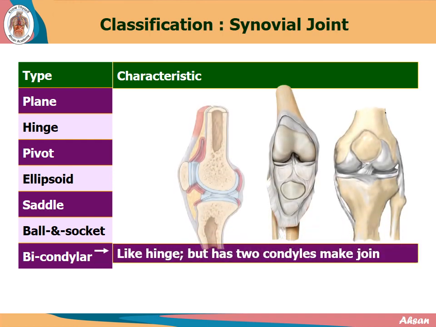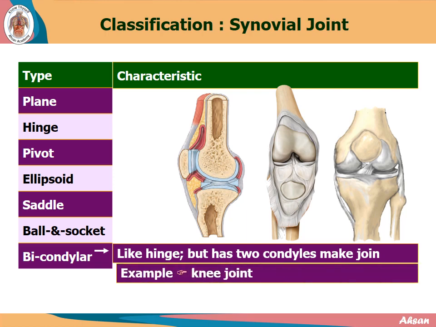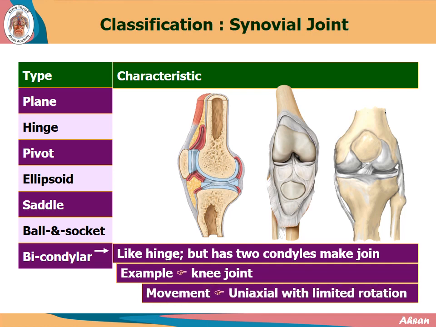Bicondylar joint. Condyle means expanded part of the bone. You see the participating bones are expanded and make joints. These are condylar joints, like the knee joints. This is not a typical hinge joint, but they allow uniaxial movement with limited second axis movement, meaning flexion and extension are possible with limited rotations.